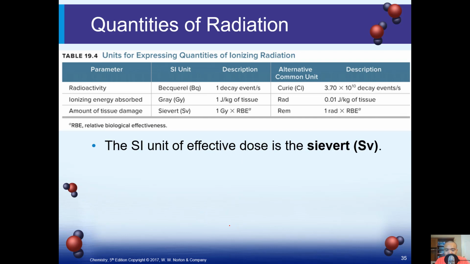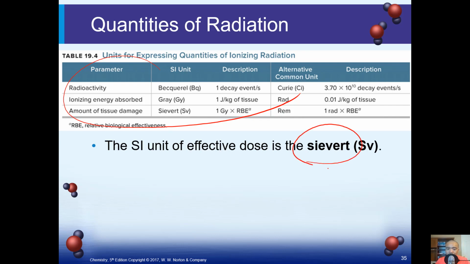The gamma rays, beta particles, and alpha particles produced by radioactive decay have enough energy to break chemical bonds and produce ions and free electrons. For these reasons, they are often referred to as ionizing radiation. Ionization of matter in living tissue can lead to radiation sickness, birth defects, cancer, and so on. Units for expressing quantities of ionizing radiation are summarized in this table.